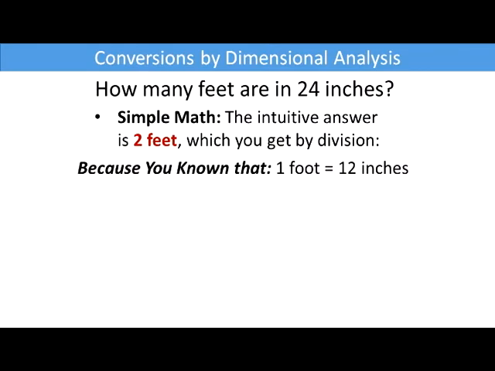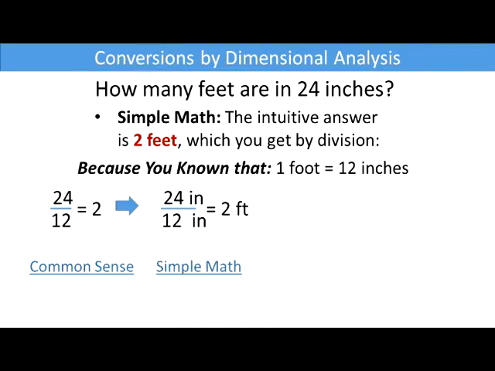So here's the problem. How many feet are in 24 inches? Well, the simple math approach is pretty intuitive, right? It's 2 feet, which you get by division, because you know that 1 foot equals 12 inches. So common sense tells you that 24 divided by 12 gives you 2 for your answer. Simple math suggests that 24 inches divided by 12 inches equals 2 feet.